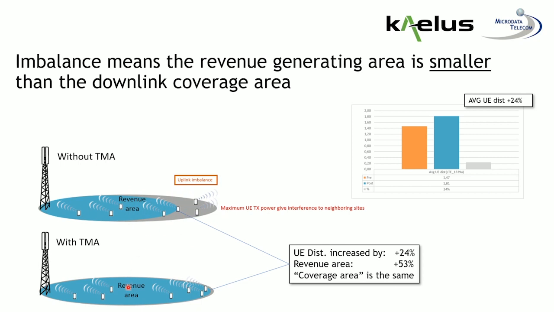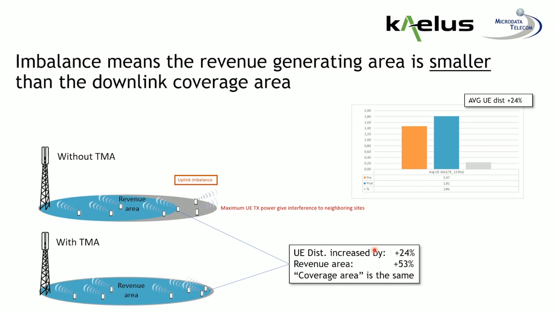If we, with the TMA, improve the uplink, note that first of all, the downlink area is the same. We do not extend the downlink coverage area. That is a misconception. What we do is we extend the area within the downlink coverage that provides good KPIs, high quality communication, and nice revenues. So what is happening is that the revenue area is increased by the TMAs.